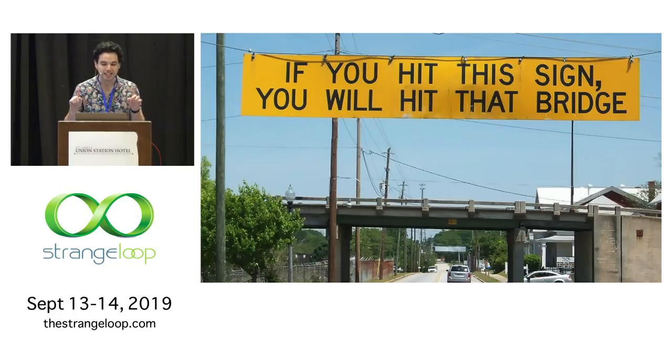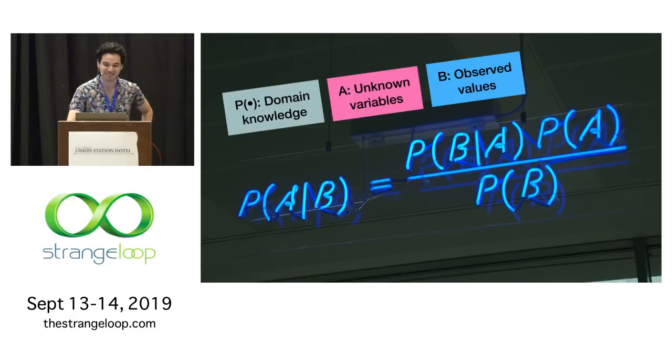Whereas this sign contains a logical formula, if you hit this sign, then you will hit that bridge, the Bayes' rule sign contains a probabilistic one, telling us how to reason about things that we don't know by combining domain knowledge with observations. So let's take a closer look at what it's saying.